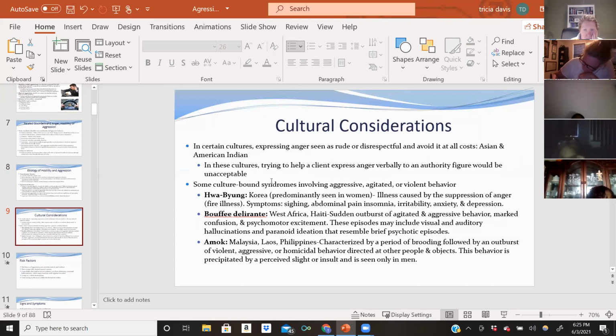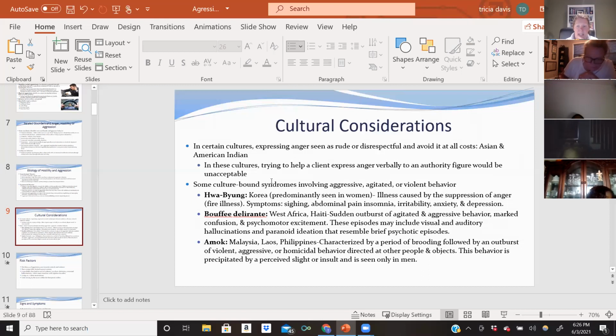There are some culture-bound syndromes that involve aggressive, agitated, or violent behavior. So Hwabyeong is seen in Korea. It's predominantly seen in women. It's an illness that is caused by the suppression of anger. They also call it the fire illness. Symptoms would be uncontrollable sighing. The patient can have abdominal pain. They can report trouble sleeping. They can be irritable, anxious, and also depressed.